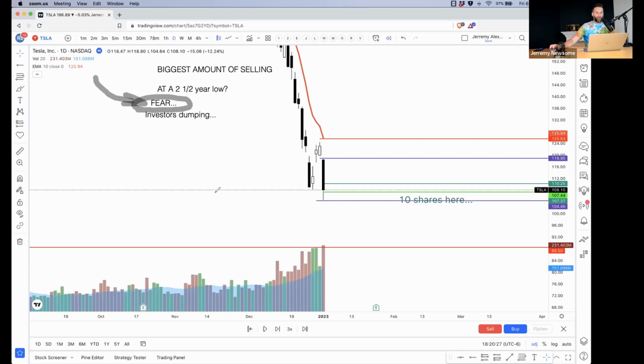The bottom of markets are marked by fear. The top of markets are marked by exuberance. Some people call it greed. I don't call it greed. I call it massive exuberance. Ultimate fear, when everyone's like, oh, Tesla's the most worthless company in the world. This is how you find ultimate fear. Huge selling volume at a big low.